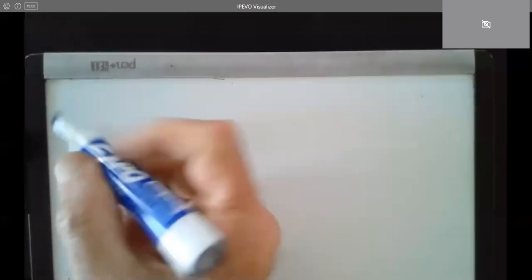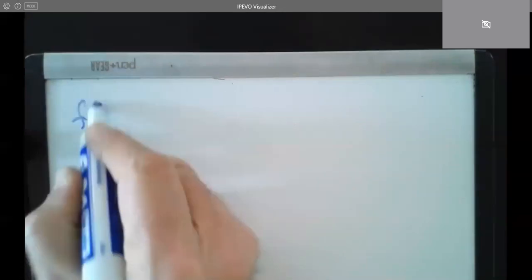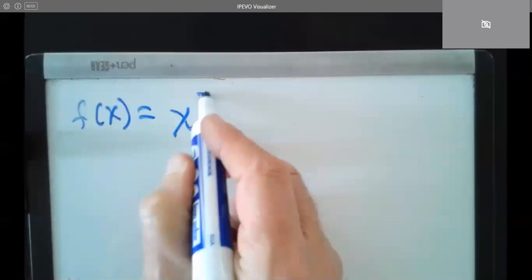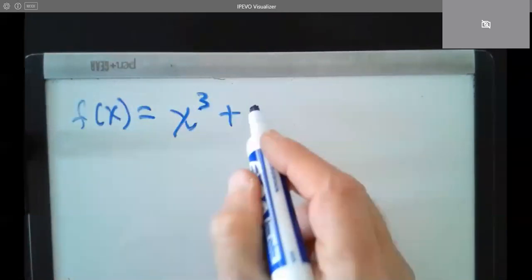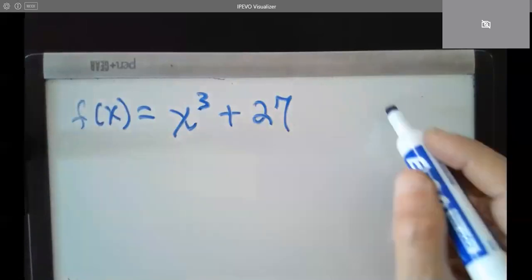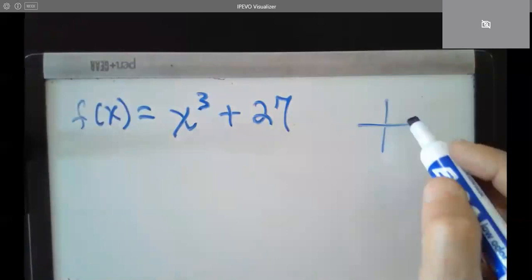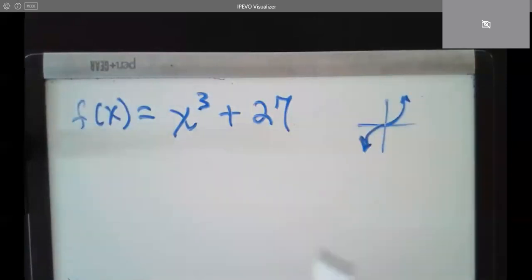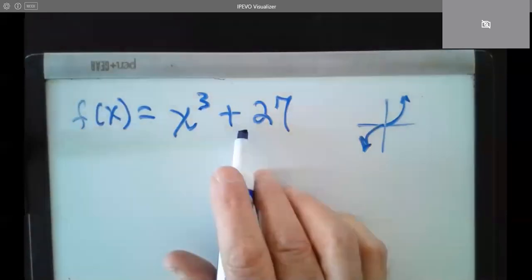Here we have f of x is equal to x cubed plus 27. Well, this is pretty easy, right? It's going to behave like x cubed, right? Because it's got an x cubed in it. So it's going to behave like up to the right and down to the left. And so the transformation here is it's going to shift which way?